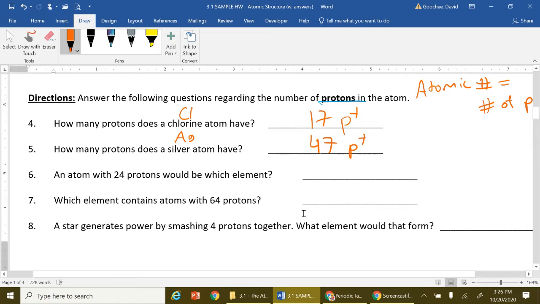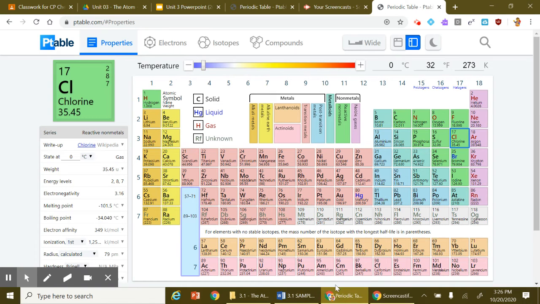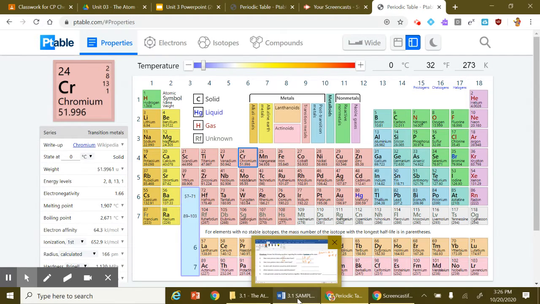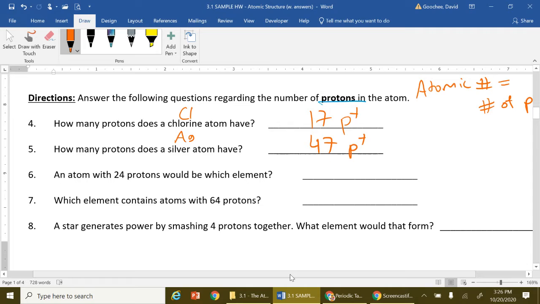An atom with 24 protons would be what element? So we just go to the periodic table and look for element number 24. Go across until we get to 24, which is chromium. So chromium is the atom that has 24 protons.